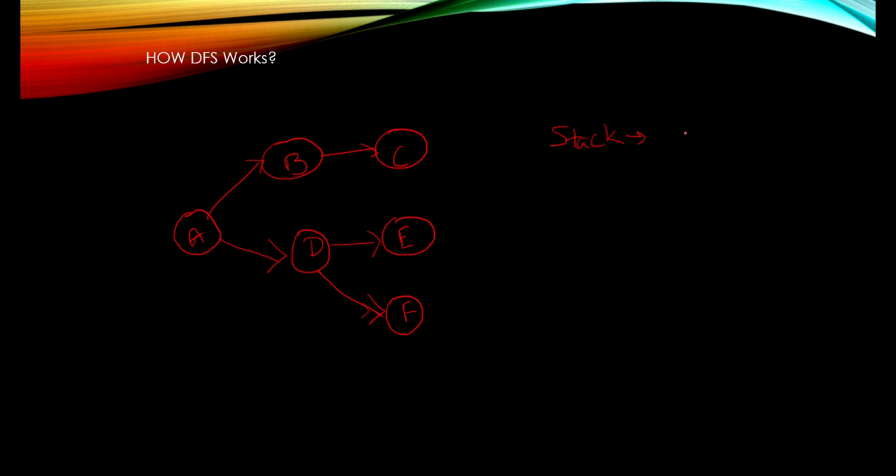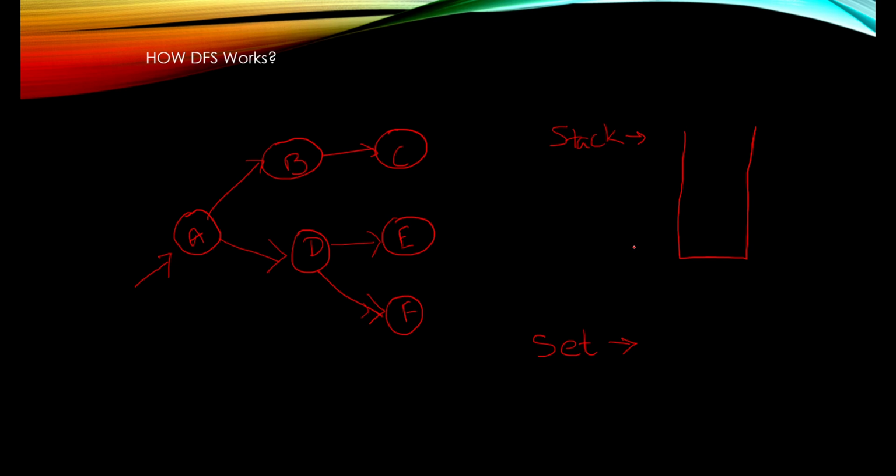So let us say this stub is the stack, and we'll also use a set. The set is to keep track of which nodes or vertices we have already visited. Let's say that we start from this vertex A.